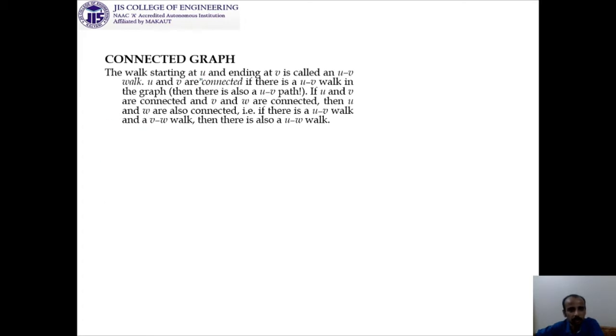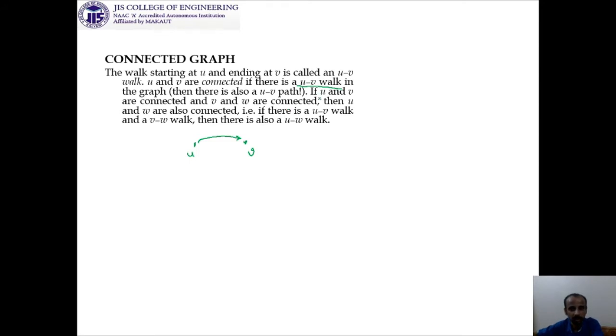The walk starting from U and ending at V. If there is a vertex U and a vertex V, and you are approaching from U to V through a graph by maintaining the definition of walk, then it is called a UV walk in the graph. If it is a UV walk, then obviously it will be a UV path, because in a walk it can be repeated, but in a path it will not be repeated. So path is nothing but a subset of walk with some required condition.